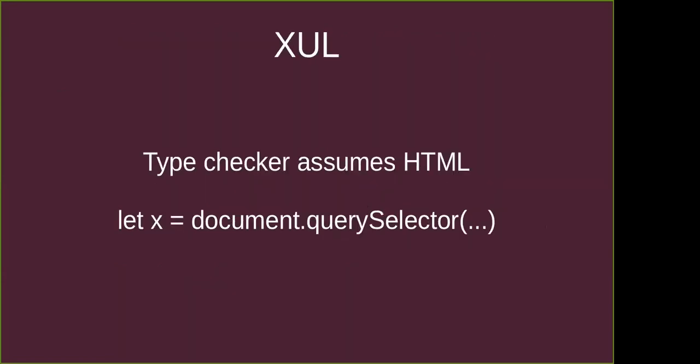I've done some limited experimentation with this, just adding the TS check comment to some of our files. Another thing I ran into is that the type checker assumes that it's an HTML document. So if you do a document query selector, it's going to assume that that's an HTML element and not a XUL element. That's another point of friction for us, at least as long as we've got XUL documents. So there might be ways around that. Greg didn't mention that as a problem, but that's something I've noticed.